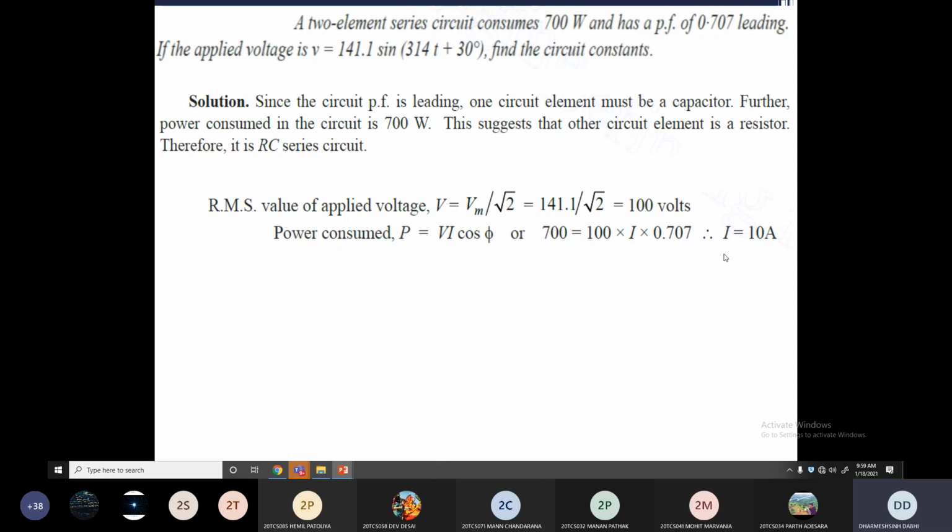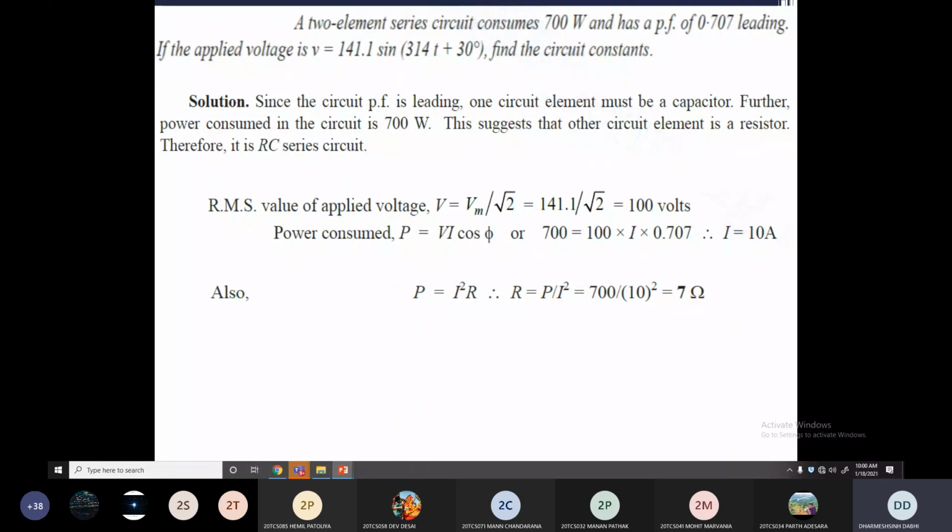Give the answer quickly. Yes, P is equal to I square R. P you know, I you know already. 7, yes, very good. 7 ohm. R is 7 ohm.